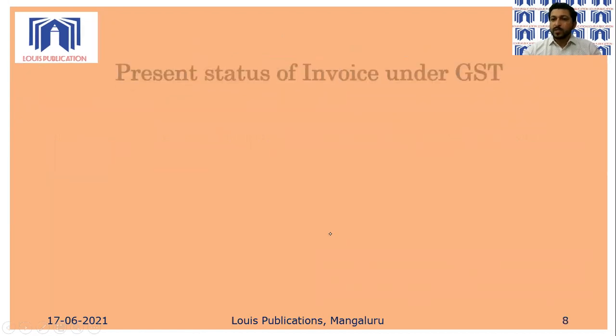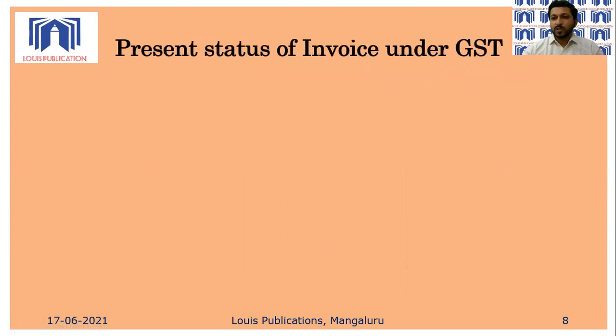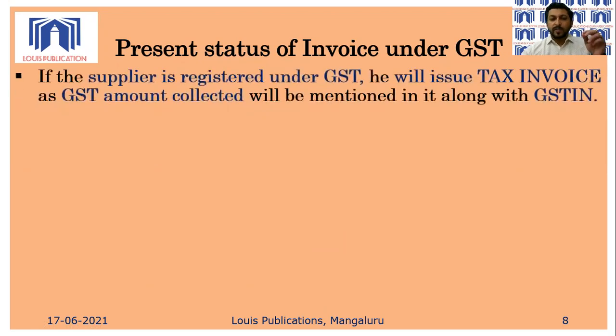Now, what is the present status of invoice under the GST rule? There are two simple statements. I will make it very, very clear. If the supplier is registered under GST, he has to compulsorily issue what is called a tax invoice. As GST amount will be collected, the GST amount collected will be mentioned in it along with GSTIN. So any person who has registered under GST under the normal scheme will issue a tax invoice compulsorily, because that person is going to collect GST from you.